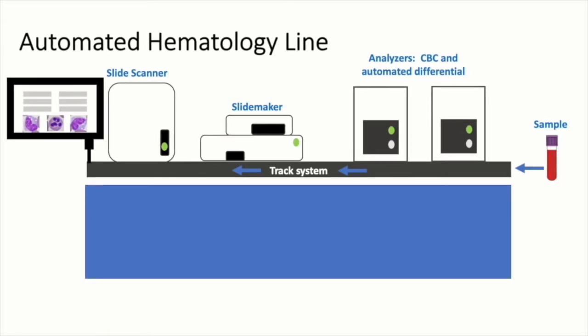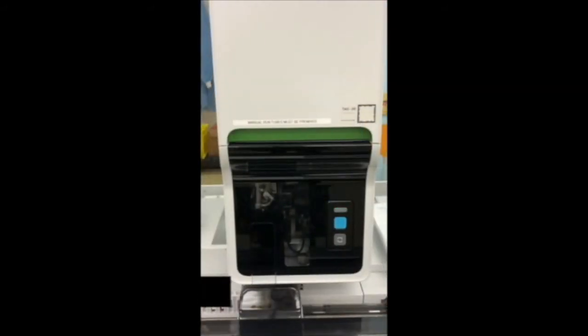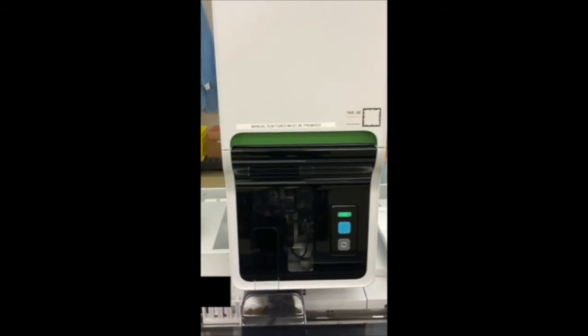So now that we know the basic process for performing a CBC and differential, let's go through each step in a little bit more detail. When the specimen arrives at the CBC analyzer, the analyzer picks up and mixes the tube, scans the barcode, then aspirates some of the blood from the tube for analysis.